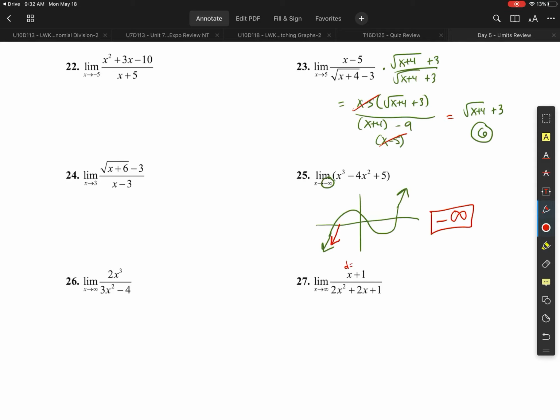27. All right, key thing, degree of 1, degree of 2, larger when denominator is larger than numerator. Our horizontal asymptote is 0. 0 is the answer to this problem.